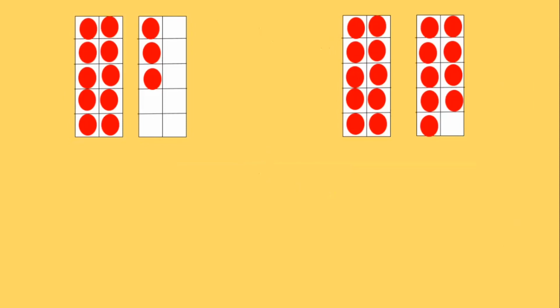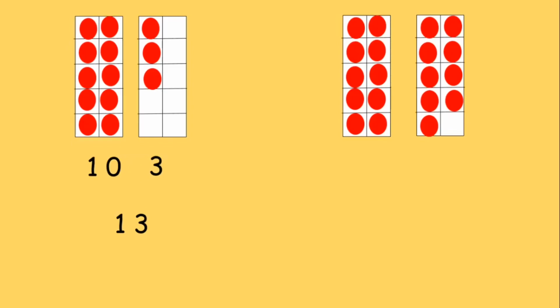Ready? Let's look at the first set of 10 frames. There's 10 counters and 3 more. What is 10, 3? If you said 13, you are right. Let's start with 10 and count on to 13. 10, 11, 12, 13. Were you able to do it with me? Good. If not, let's try another one. Maybe you can do it this time.